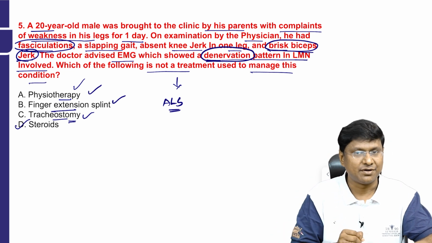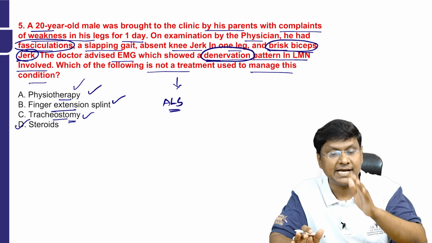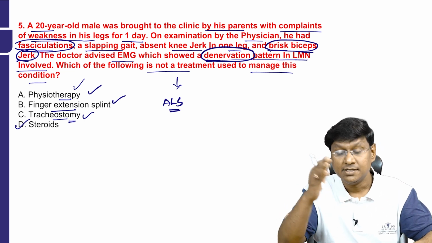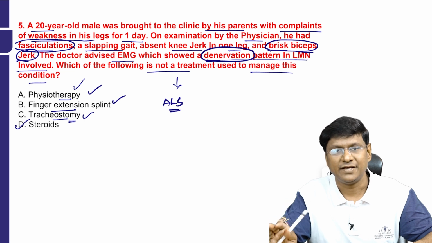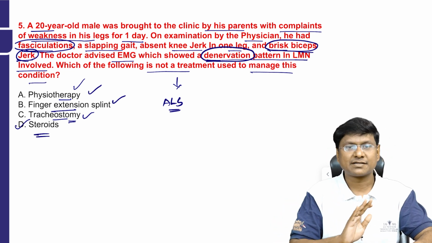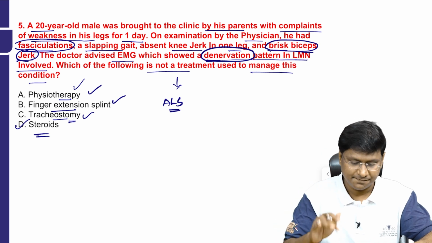Next is the tracheostomy. This procedure may be necessary to support respiratory function as the amyotrophic lateral sclerosis progresses and the individual develops respiratory failure. That is the reason why tracheostomy is required. So steroids have no role in the treatment of amyotrophic lateral sclerosis.